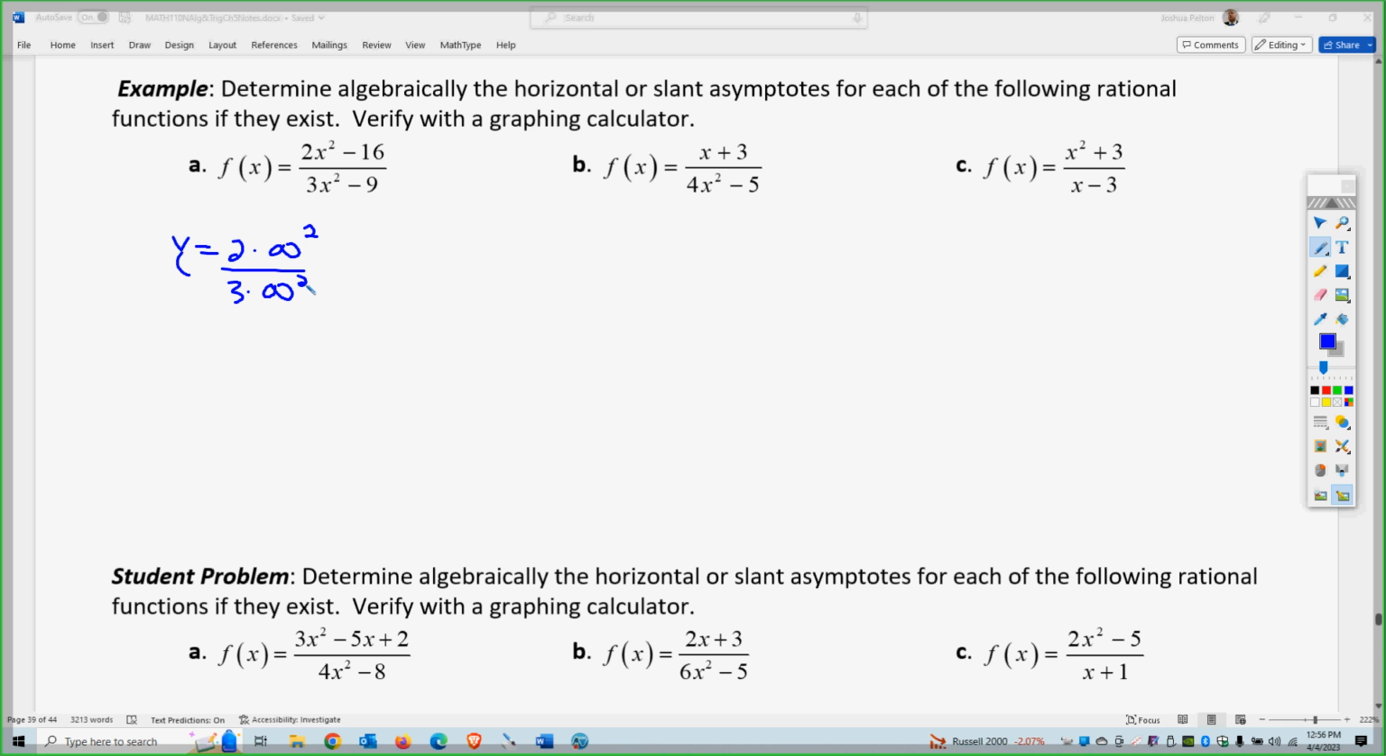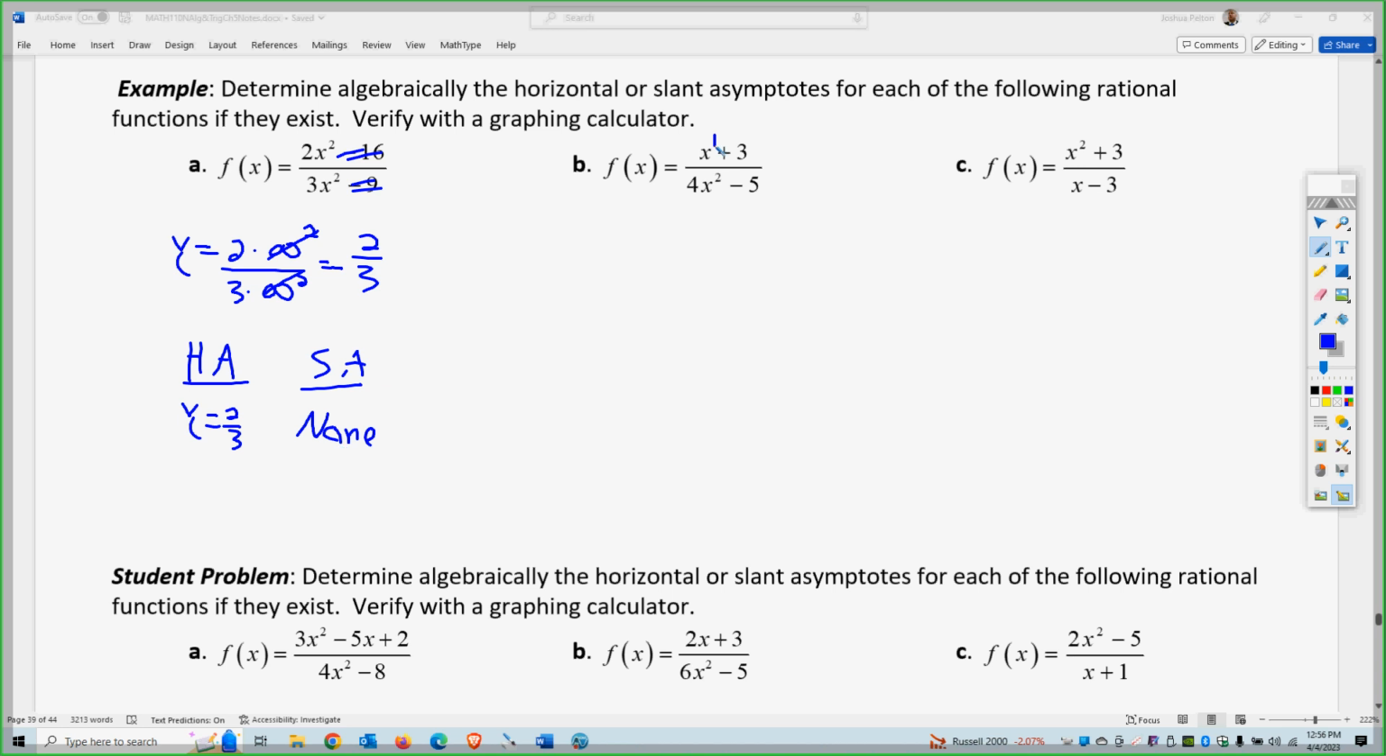So I don't need to worry about the non-leading terms. Only the leading terms matter, because when you're going towards infinity, the slower ones don't keep up, right? So the infinities cancel, so I'm left with 2/3. So the horizontal asymptote is y equals 2/3. So the slant asymptote doesn't exist. You have one or the other. Can't have both.